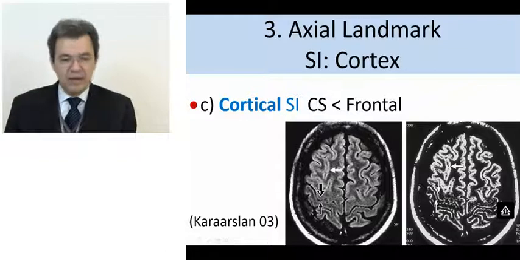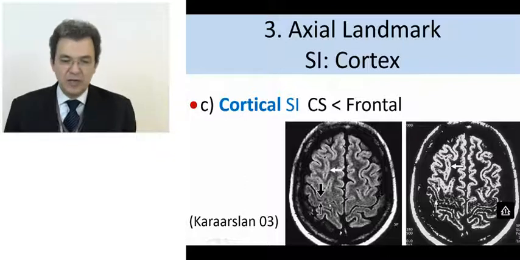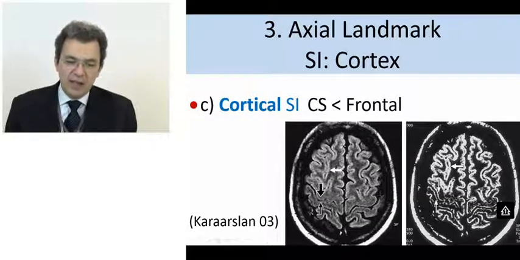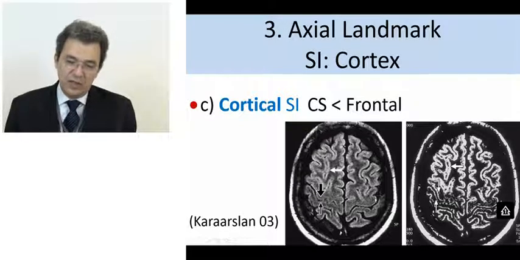Another thing is looking at the signal intensity on FLAIR images. And this is a nice paper from Turkey published in Radiology, where they showed that the high signal is in the cortex of the frontal lobe, and in the parietal lobe you don't have a high signal. And the first sulcus where you have this change, where you have the cortex not bright, but iso or hypo-intense, is the central sulcus. So you can see here the hyperintensity of the cortex, and here it stops.